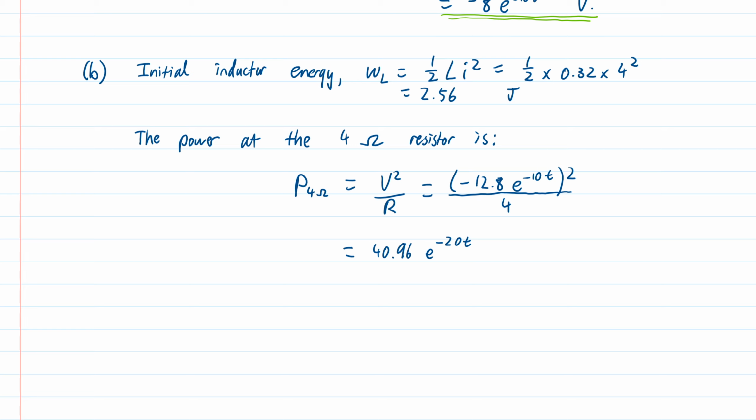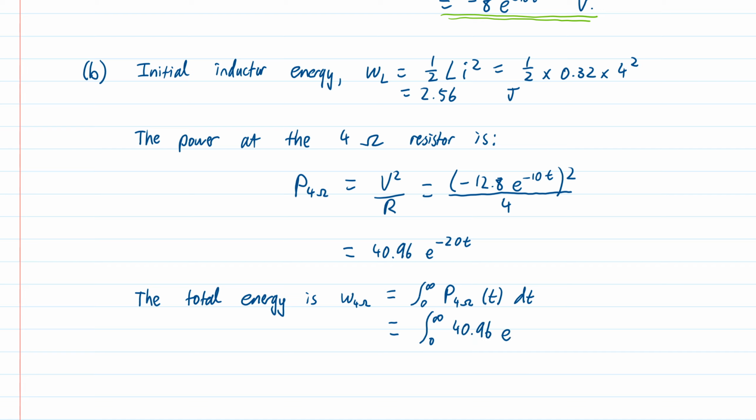But the question asks us for the total amount of energy that will actually be dissipated there. So the total energy, let's call it the energy of the 4 ohm resistor, will be the integral over all time, so the integral from 0 to infinity of the power with respect to time. That will be the integral from 0 to infinity of 40.96 times e to the minus 20t dt.